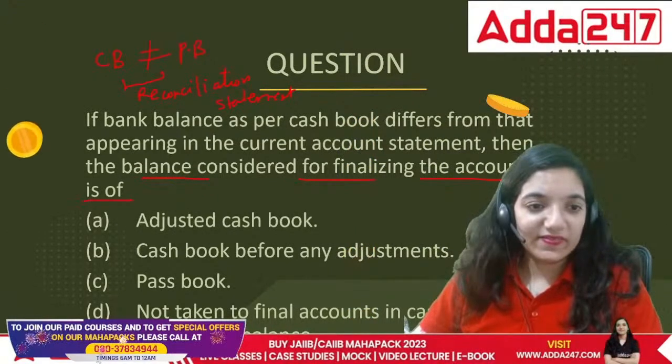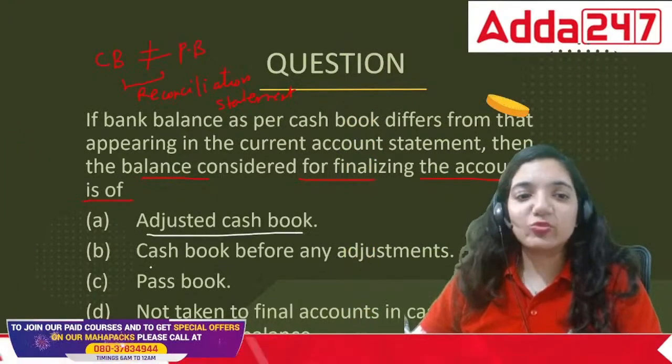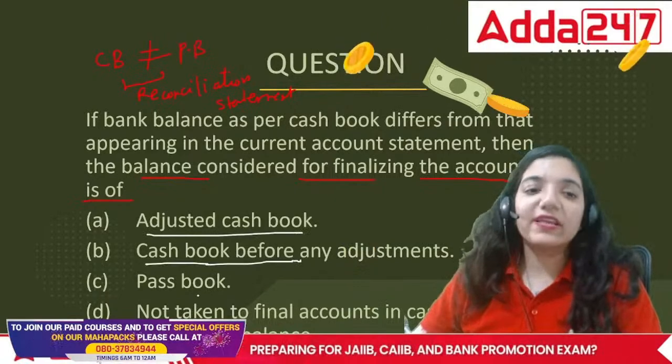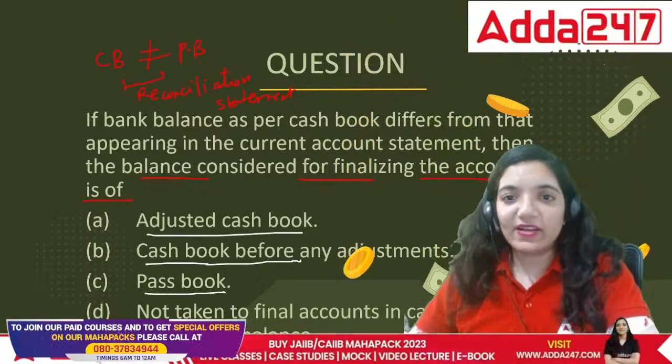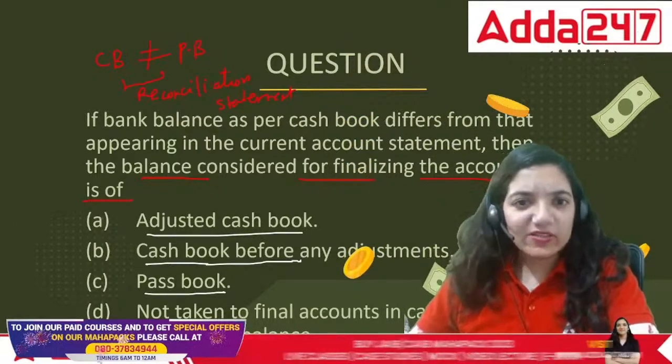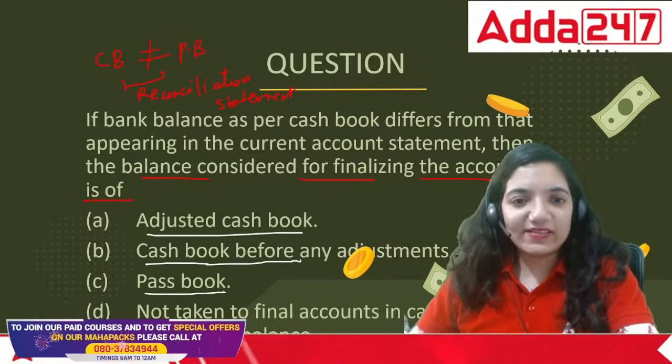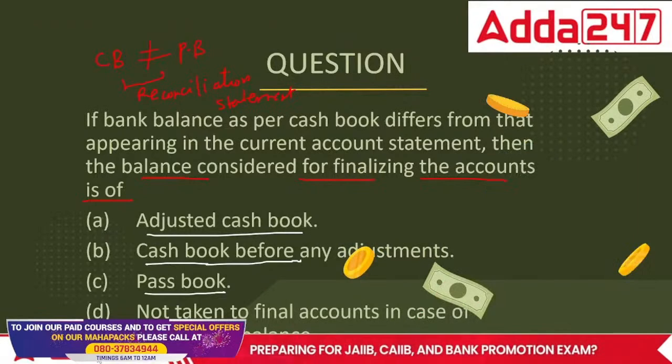It is adjusted cash book, cash book before any adjustments, passbook, or not taken into the final accounts. I hope the last part is visible. So let's look at the question properly there. I hope it's visible right now.